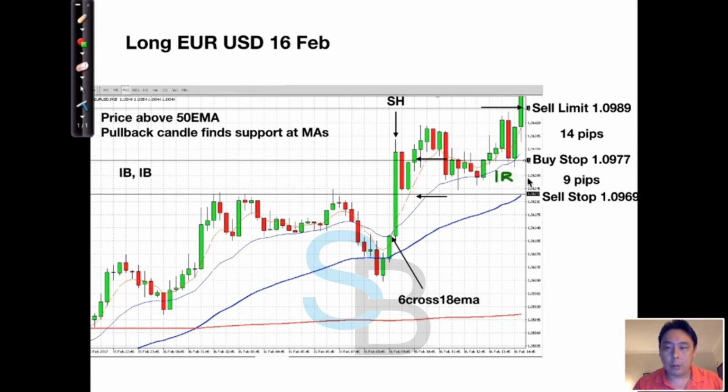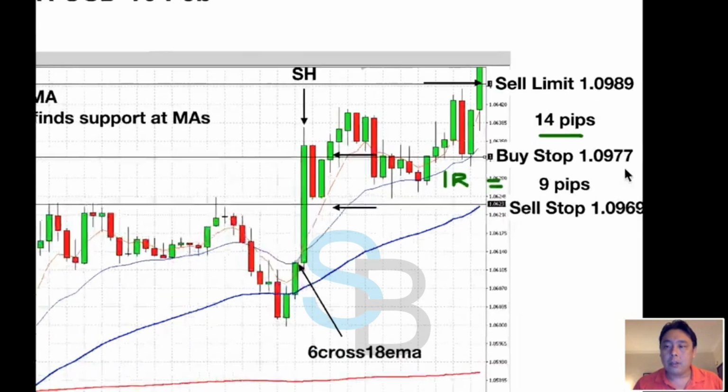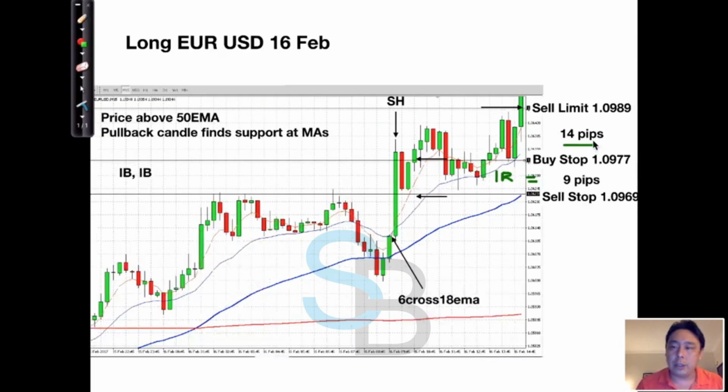Okay, so what's 1.5 R? If you take 9 times 1.5, you get 13.5. So I'm going to round it to 14 pips. That's my profit target. 0.977 plus 14 pips is 0.989. So there you have it. I've got my entry, my stop loss, and my profit target entered into the system.